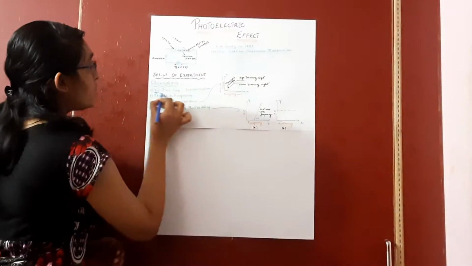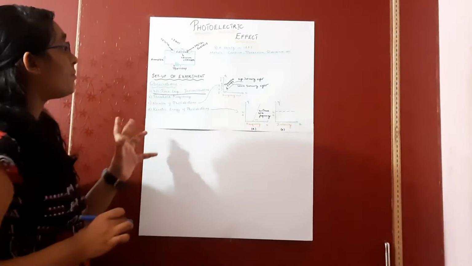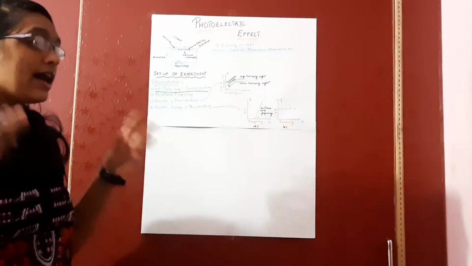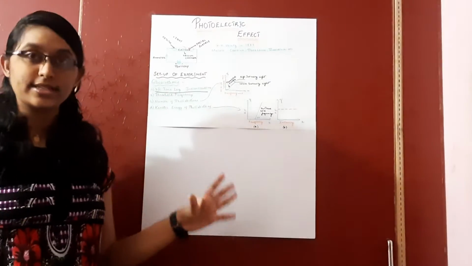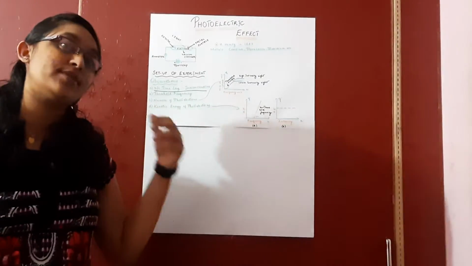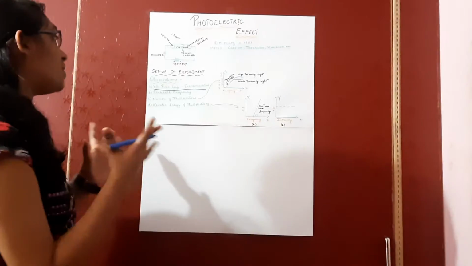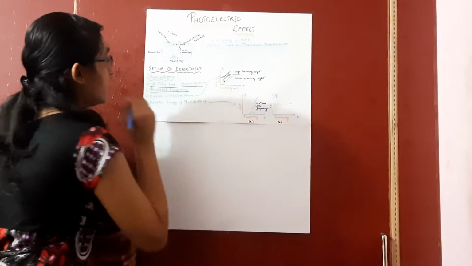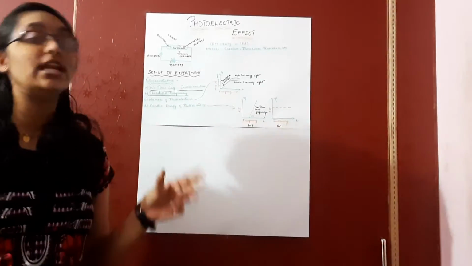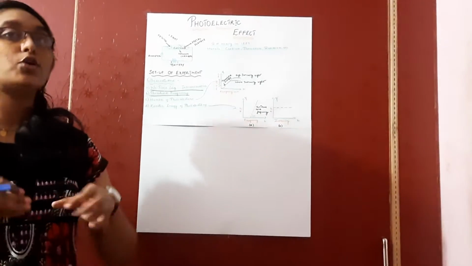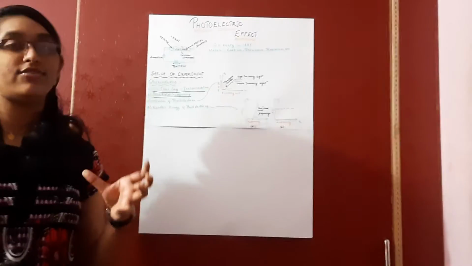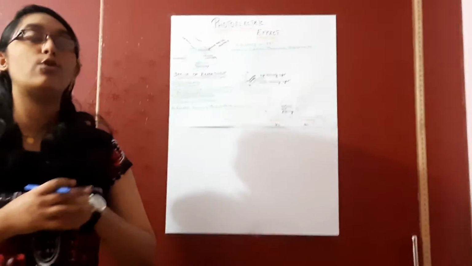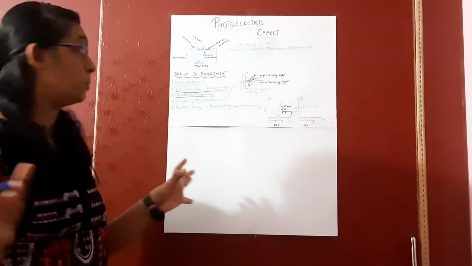The first observation is that there is no time lag between the striking of the light and the ejection of photoelectrons. As soon as the light ray strikes the metal surface, photoelectrons are ejected from the surface of the metal. Thus, this can be concluded to be an instantaneous process. Threshold frequency is the minimum frequency with which photoelectrons are ejected from the surface of a metal. Below this frequency, if light strikes the metal surface, then the photoelectric effect is not at all possible.